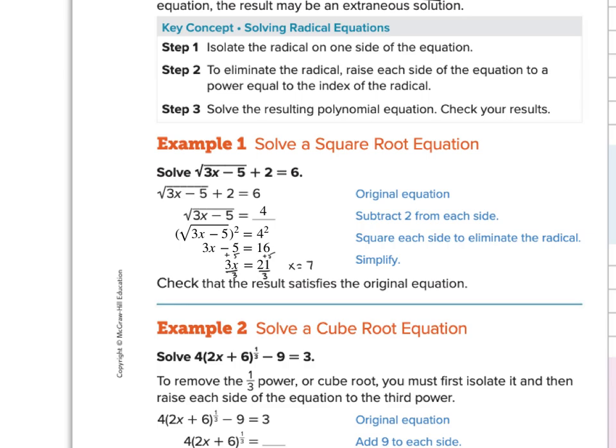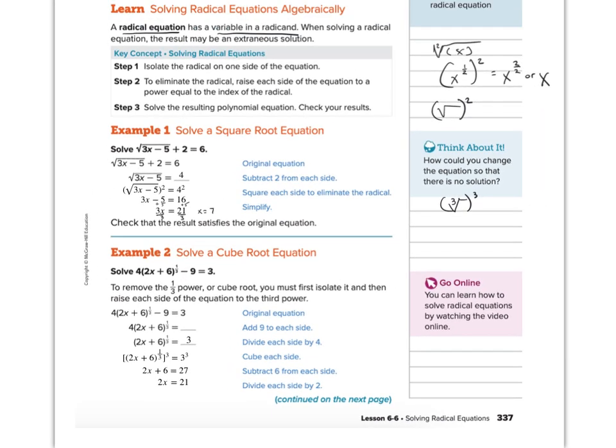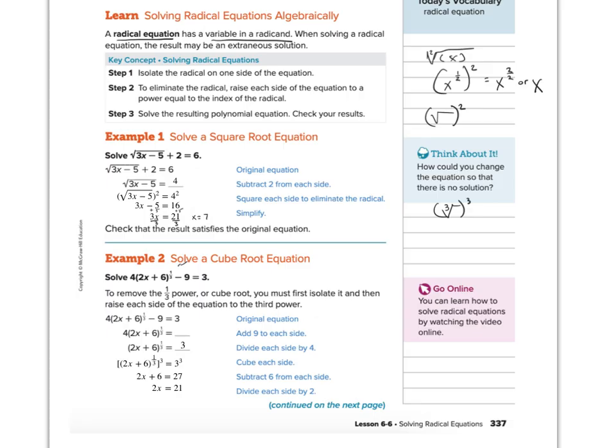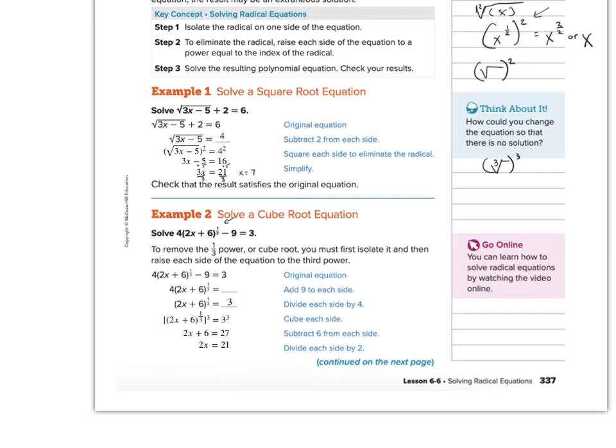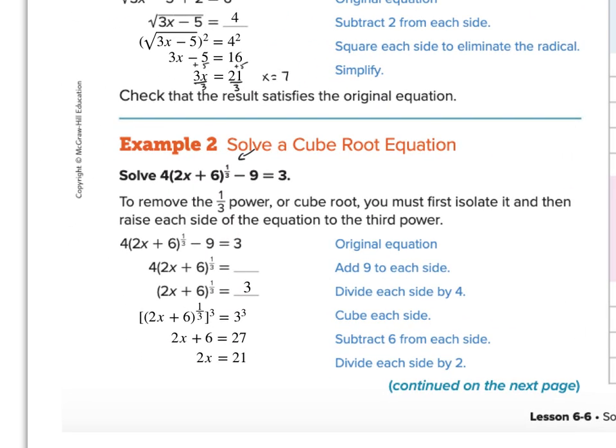Now, here we're going to talk about understanding that an expression or a term or anything raised to the 1/3 power is the same thing as a radical, the cube root. So, what do we have to do? We have to isolate our variable. So we would add 9 to both sides. That would be our first step.